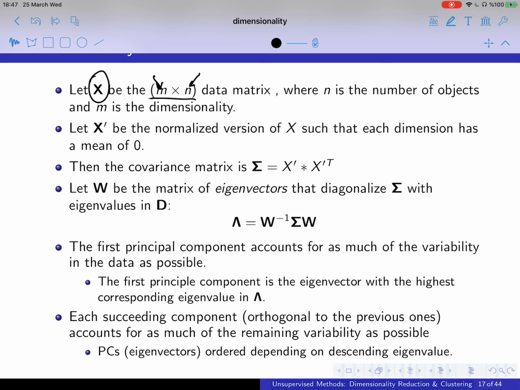And let's say we have x prime, which is the centered version, the normalized version of X, such that each dimension has a mean of 0. Obviously, this is easy to do. For each dimension, you take the average and shift everybody to the right or the left or higher or lower, depending on what the mean is, so that you get a mean of 0. The interesting thing that happens then is when you have that kind of centered data matrix X, if you multiply it with its own transpose, you get the covariance matrix.